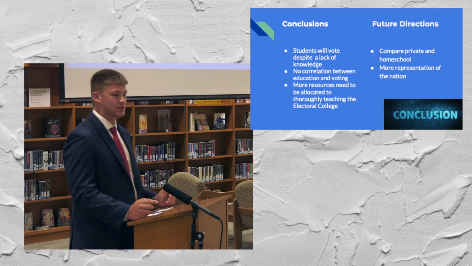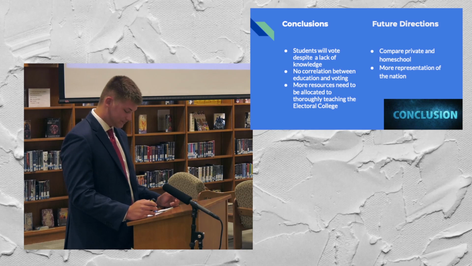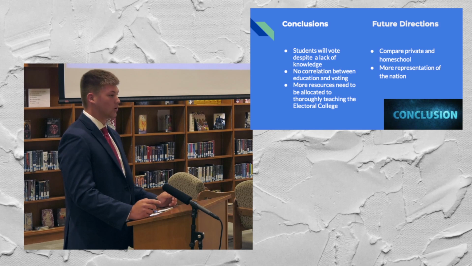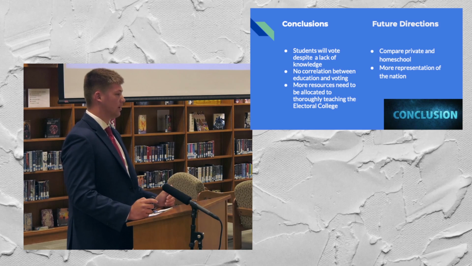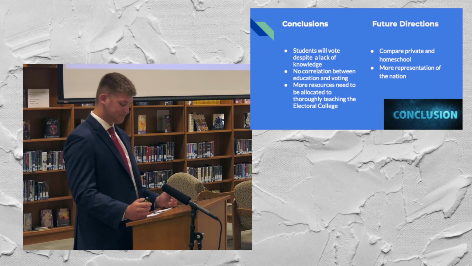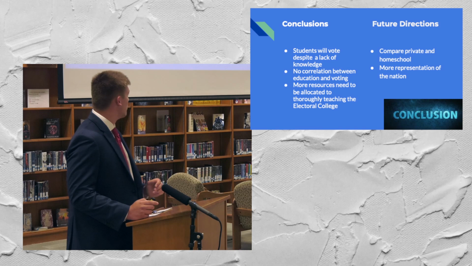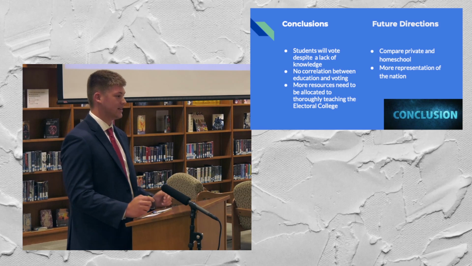Students are going to vote despite that lack of knowledge. This is completely opposite of my previous hypothesis. And I did find that there's no correlation between education and voting. However, I would like to combine that with public and private and homeschool students to get a full knowledge base of all the types of high school education we have in this country. I would also like to have more representation of what the nation actually stands for, including all 50 states.